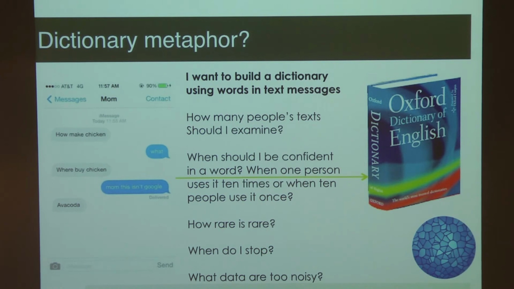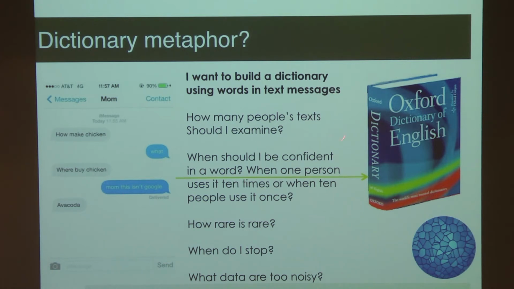So I want to use a very quick dictionary metaphor. Let's say I want to build a dictionary of words, not necessarily definitions, but just a set of words that we use in the English language. So let's say we have one person's text, and I just pulled this from the internet. This isn't actually mine. The question is, if I'm going to build a dictionary, let's think about some of the design considerations.